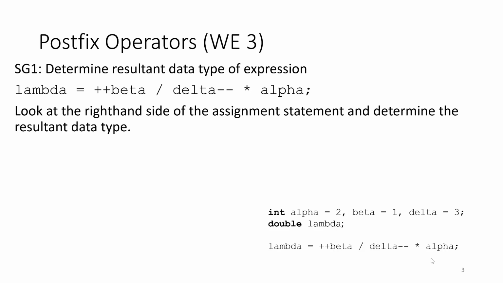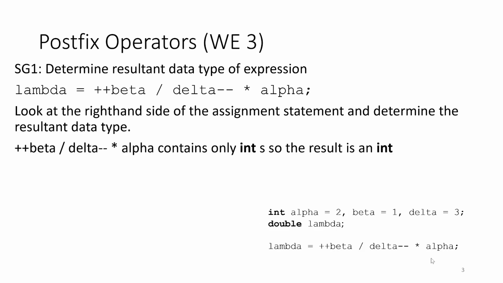Subgoal 1 is to determine the resultant data type of the expression. On the right-hand side of the assignment statement, we have the variables beta, delta, and alpha, all of which are integers. Therefore, the resultant data type would be an integer.